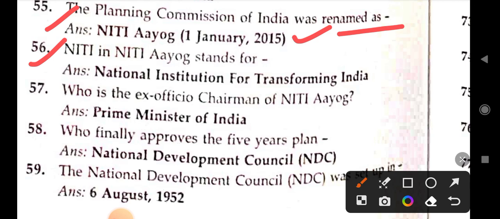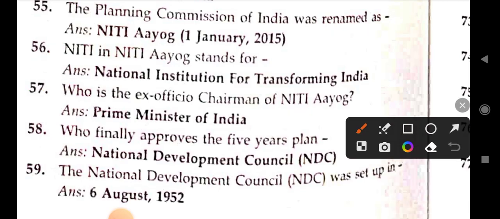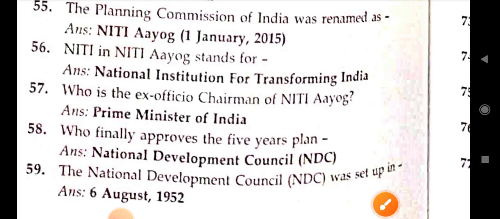Niti in Niti Aayog stands for National Institution for Transforming India. Who is the ex-officio chairman of Niti Aayog? Prime Minister of India. Who finally approves the 5-year plan? National Development Council (NDC). Next, the National Development Council (NDC) was set up on 6th August 1952.